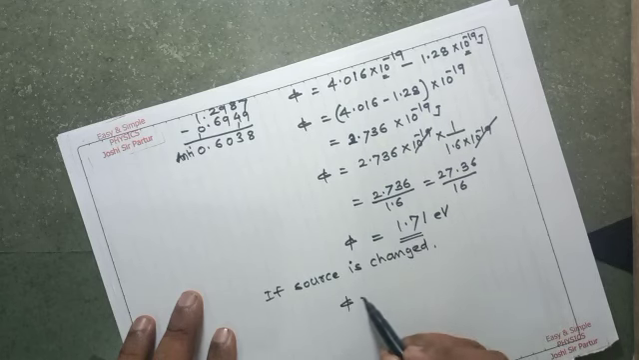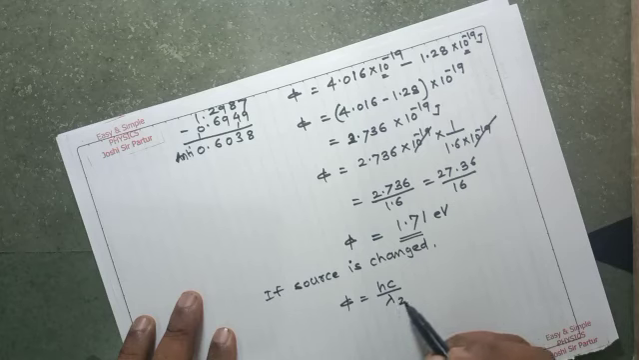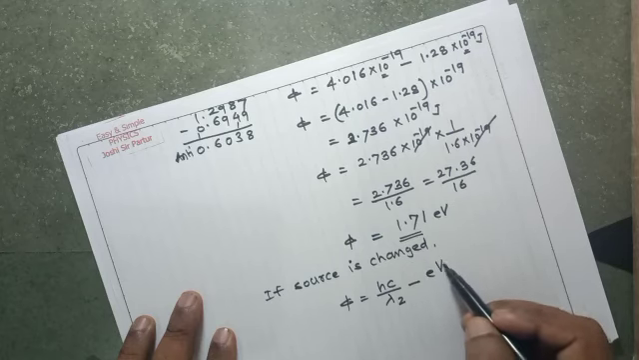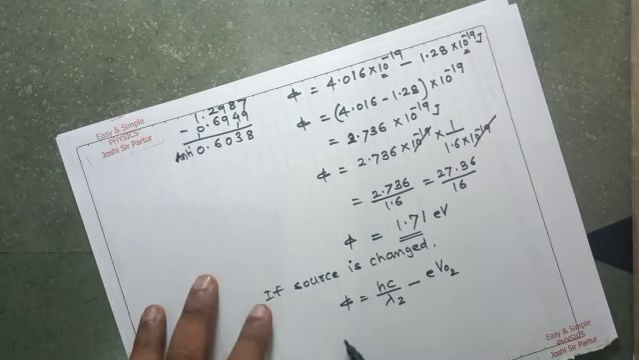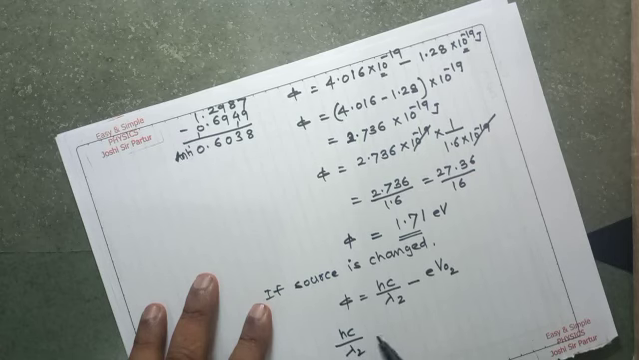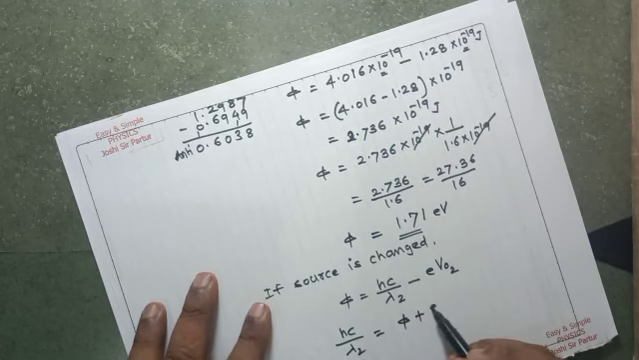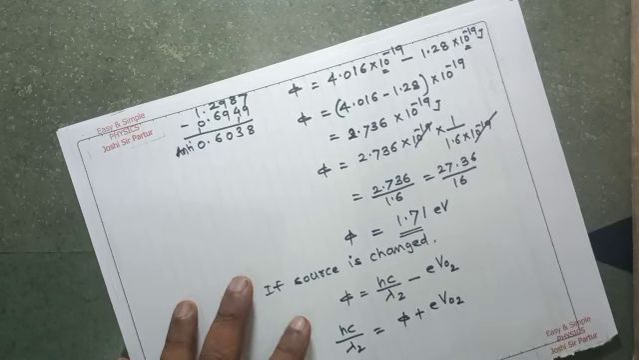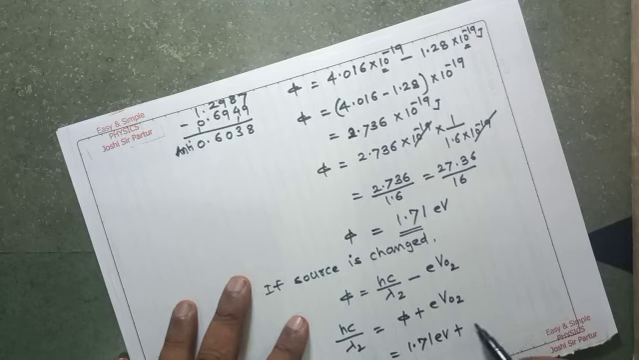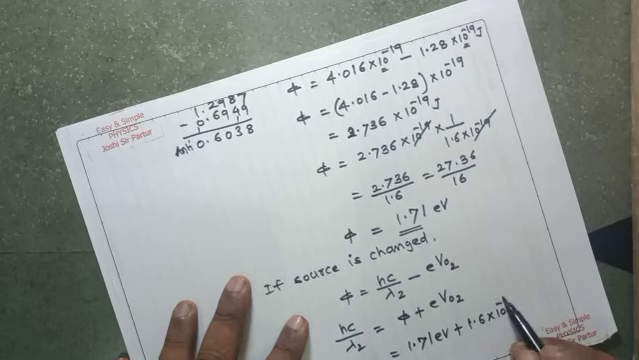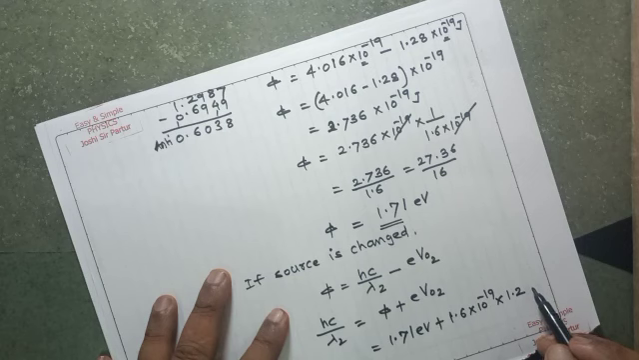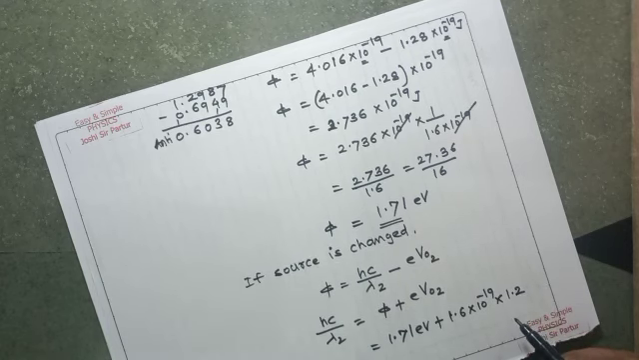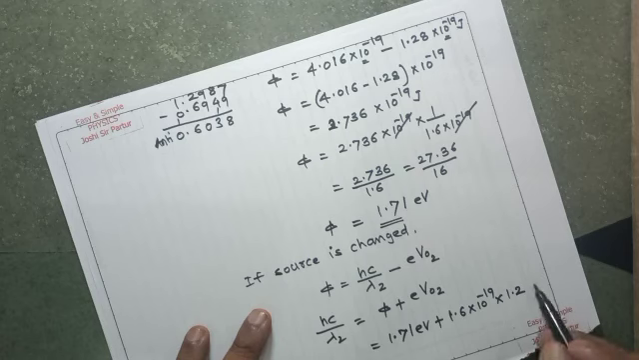then what happens? Phi is equal to Hc upon lambda 2 minus eV0 2, means Hc upon lambda 2 is equal to phi plus eV0 2. So what happened? 1.71 electron volt plus 1.6 into 10 raised to minus 19 into 1.2, it will be in joule.